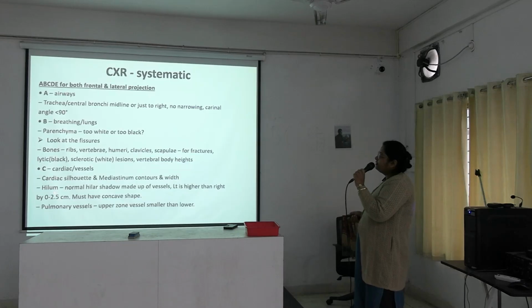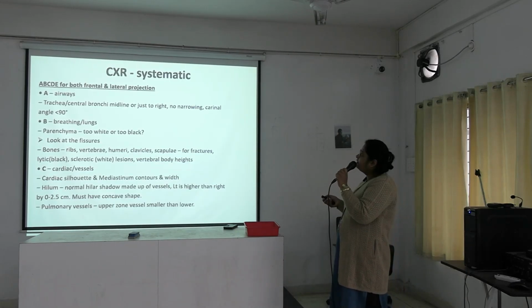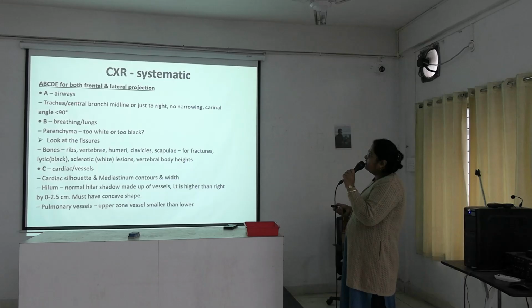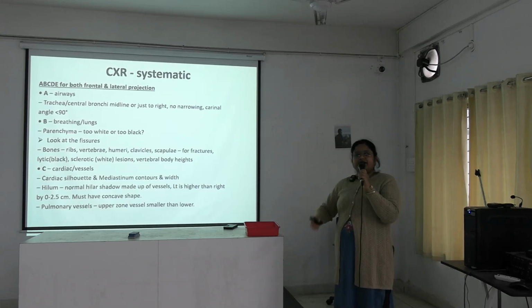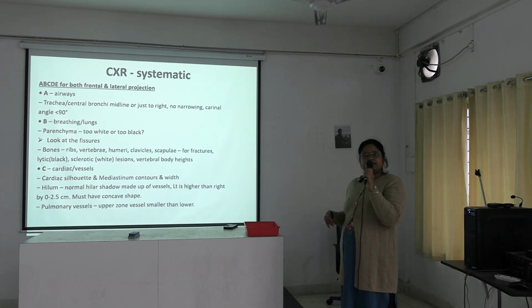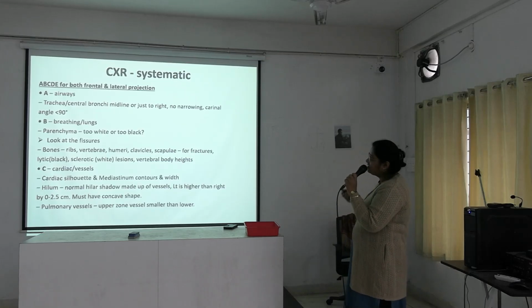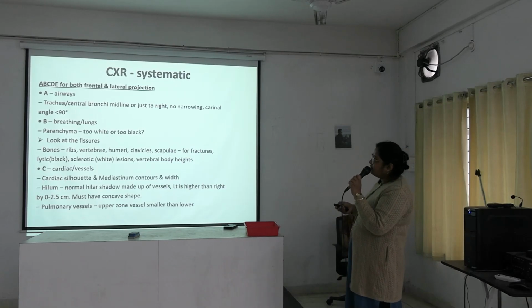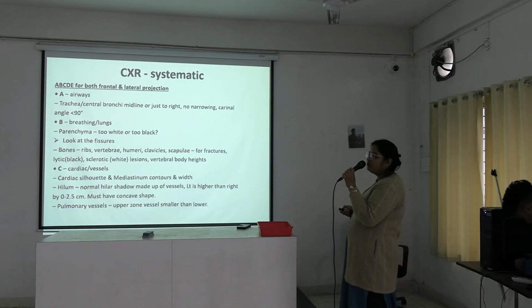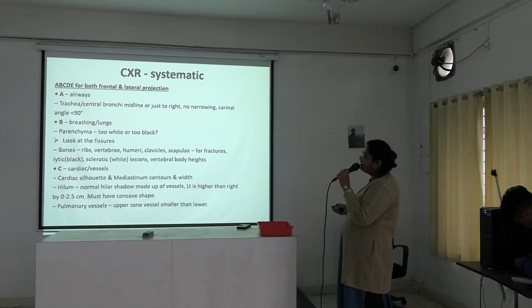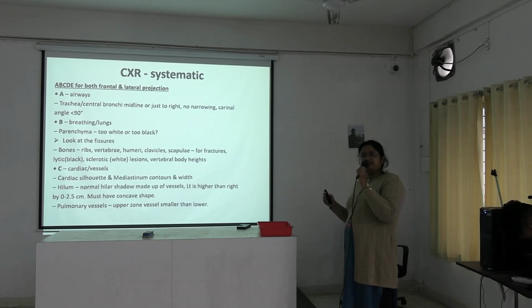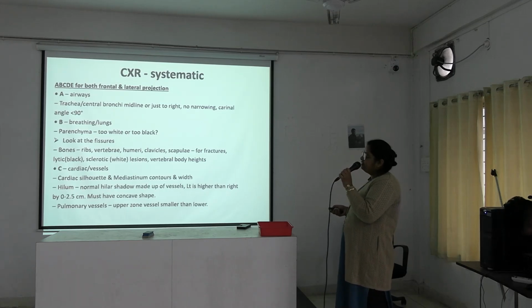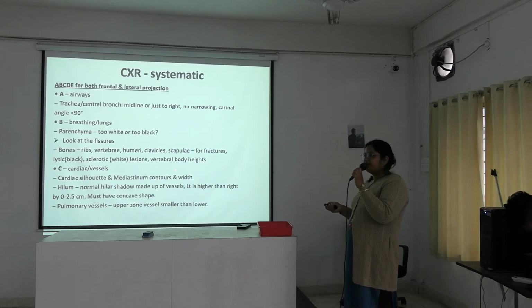So you have to look for A, B, C, D, E in the X-rays. A is airway, for both the Antero-Posterior or PA view and the lateral view. In both views, we have to note all these structures. First, A is the airways. B is bones: ribs, vertebra, humerus, clavicles, scapula. You note these bones for any fractures or any lytic or black lesions, which occur in some disease conditions, and sclerotic or white plaques formed over the bones. Vertebral body heights you also have to note.